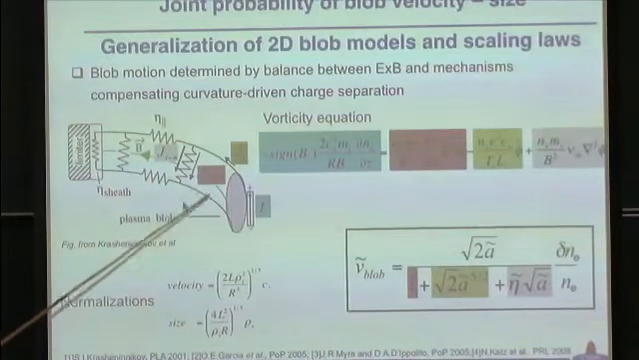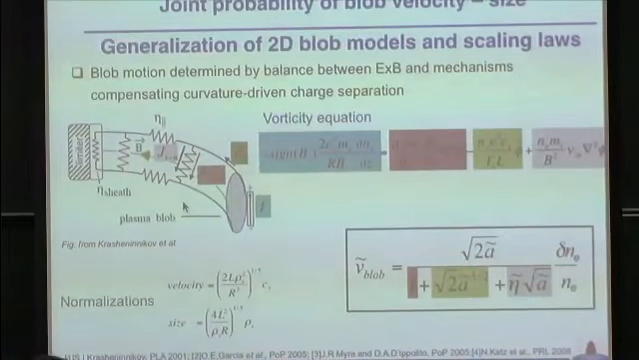Now, this is a picture from Krasheninnikov. It is the usual picture. You have charge separation due to curvature inside the blob, and of course that has an electric field which drives the blob outwards. This is the typical mechanism for the blob drive once the blob is formed. How do you damp this velocity?